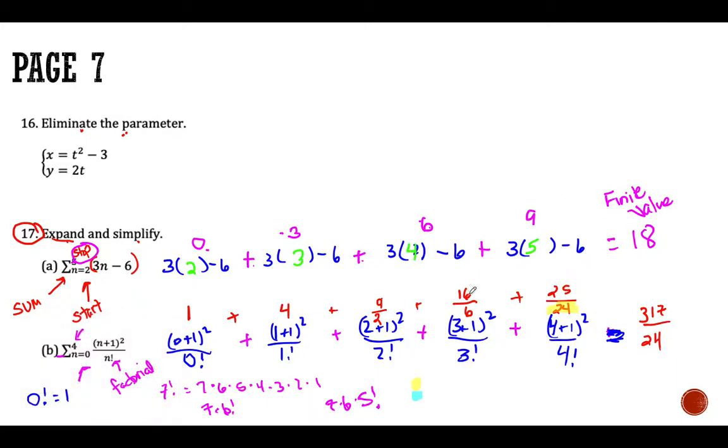So I had to multiply. Notice I am just multiplying by 1 each time. 24 divided by 24 is 1. 24 divided by 24 is 1. 12 divided by 12 is 1. 4 divided by 4 is 1, all to get a common denominator of 24. And then I added all those numerators up and I got 317.